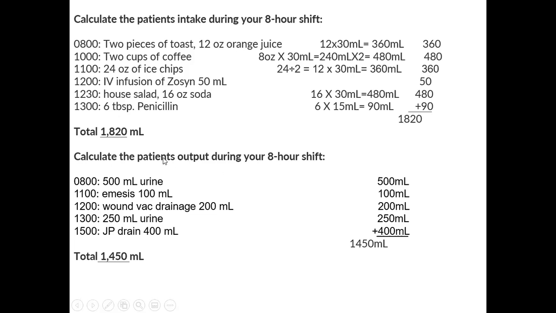Now to calculate the output for this patient, we had 500 mLs of urine, 100 mLs of emesis, 200 mLs from the wound vac, 250 mLs from urine, and 400 mLs from the JP drain. So we had a total output of 1,450. We took in 1,820 and we put out 1,450. So here, are we at risk for dehydration or fluid volume overload?